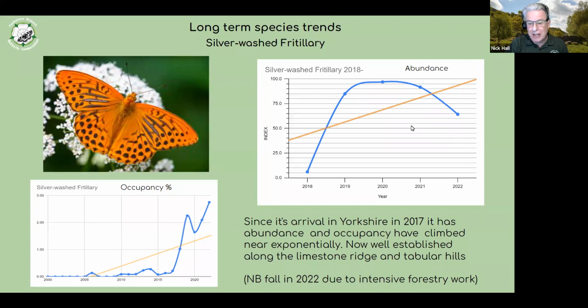But it's interesting to note how far it's moved. It's moved up the limestone ridge. So basically it's jumping from ancient woodland to ancient woodland, there's a chain of them up the limestone ridge, but also the Tabular Hills. So anywhere where there's gorges, limestone, ancient woodland, that's where it's really taken off. And this has all happened since 2017. It's a remarkable story when you look at the speed at which this is happening.